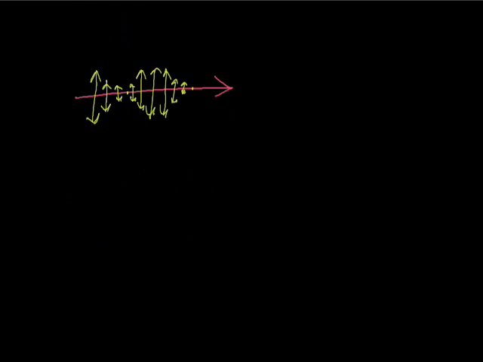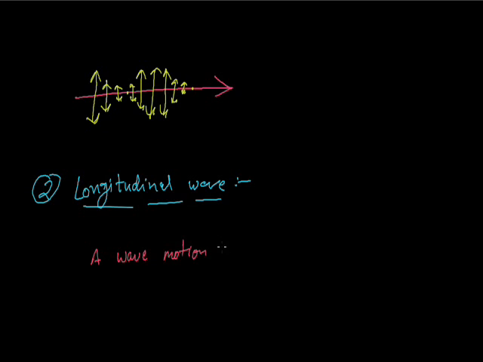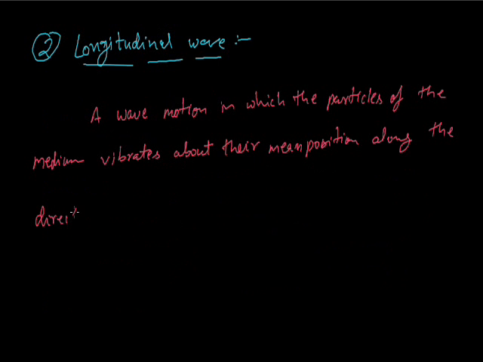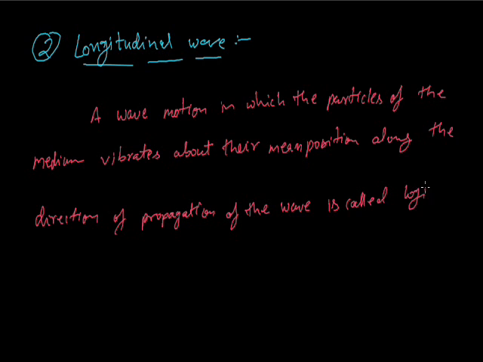Next we have the longitudinal wave. The definition of a longitudinal wave: a wave motion in which the particles of the medium vibrate about their mean position along the direction of propagation of the wave, and this is called longitudinal wave motion.